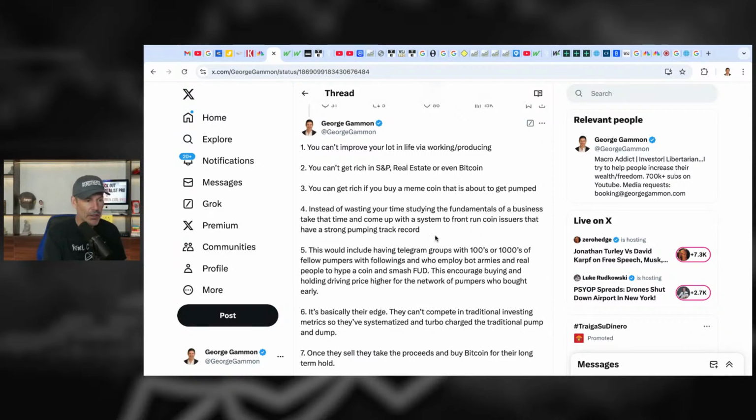Next, instead of wasting your time studying the fundamentals of a business, doing like the Warren Buffett thing, you take that same amount of time and energy and come up with a system to front run these coin issuers that have strong pumping and dumping, maybe, track records. And then you get in good with them. Because see, if you're part of the cool kids club, then you're part of the people that are doing the manipulating. And then it's like Gordon Gekko. It's like insider information. You've got an edge.